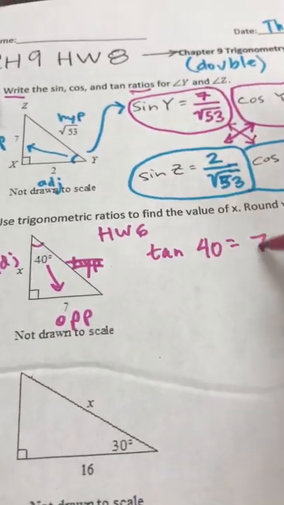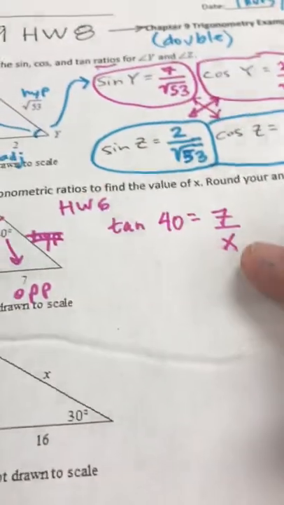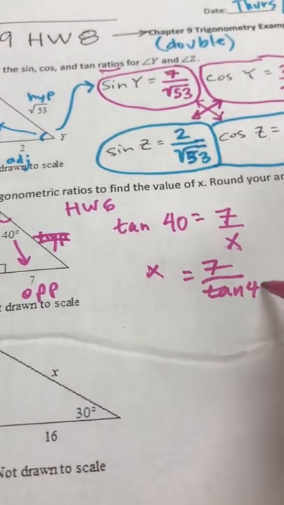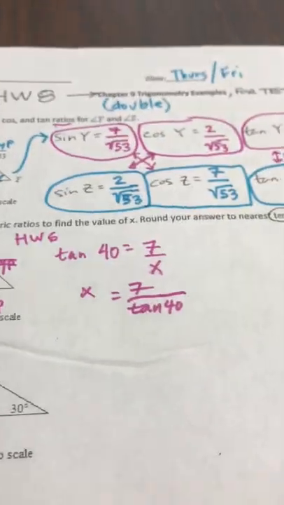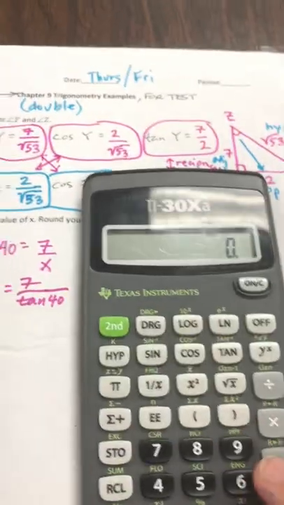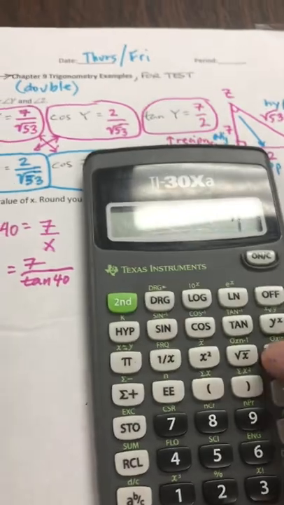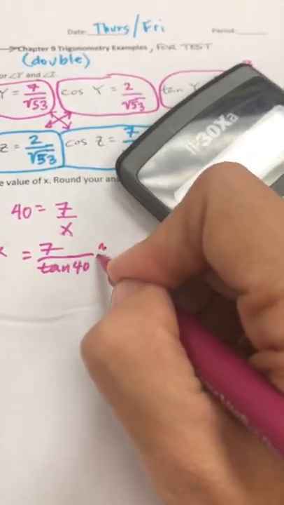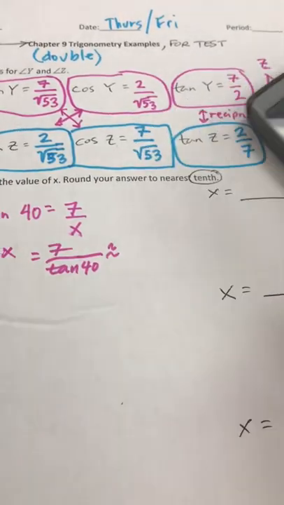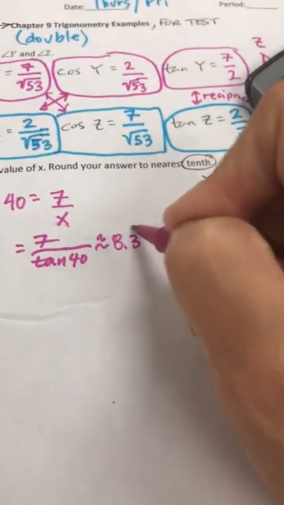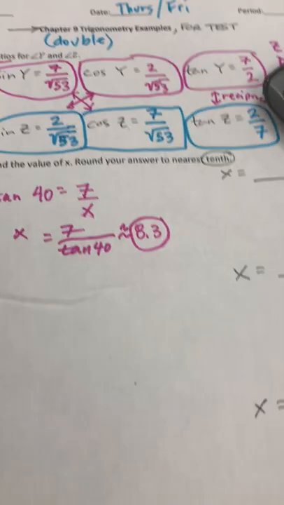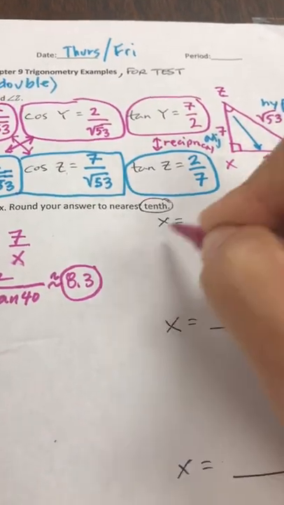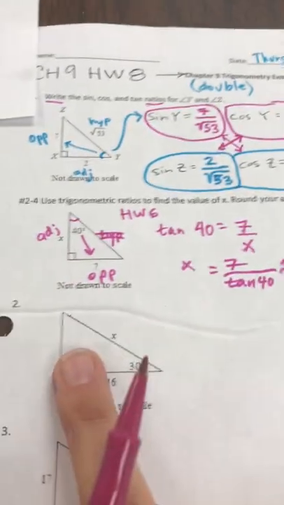The tangent of 40 is 7 over x. I'm going to swap the spots, and then just type that in the calculator. Don't forget to hit the equal sign. So I'd round that to 8.3. I'm going to put my answer in the answer box, since we're practicing for the test.